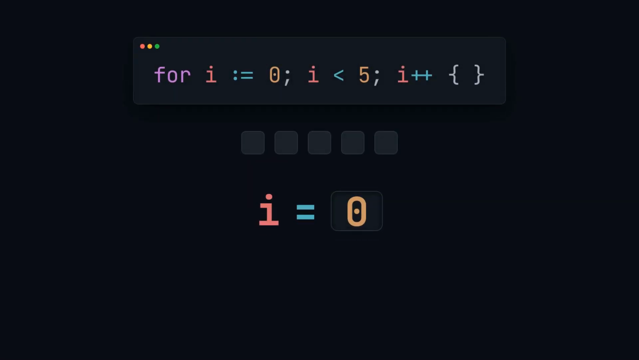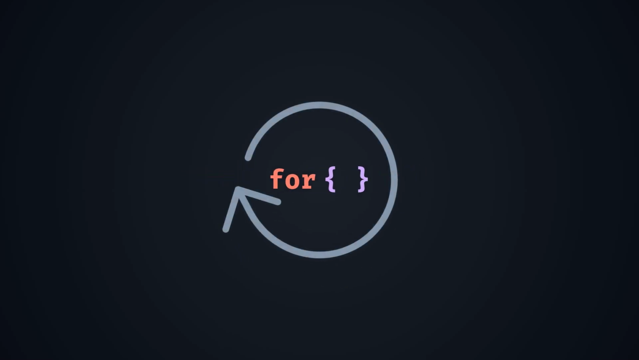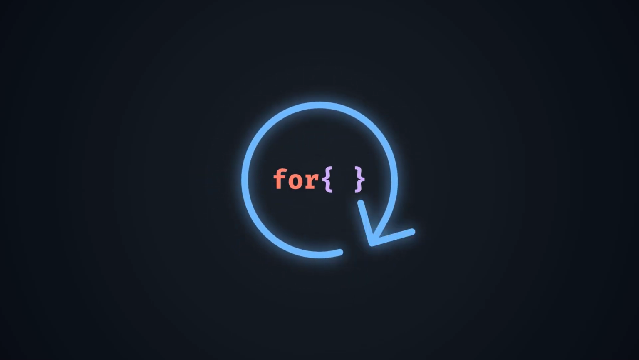The for loop is used to repeat code. In its classic form, it includes initialization, condition, and increment. This allows precise control over how many times the loop runs. Go doesn't have a separate while loop. Instead, you use the for loop with only a condition. You can also create an infinite loop, and stop it using break.